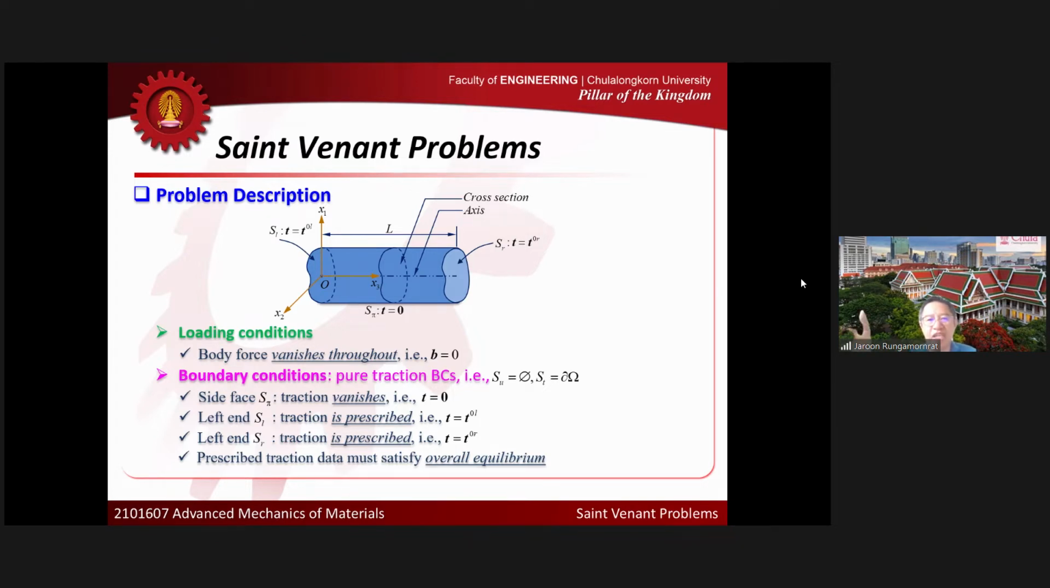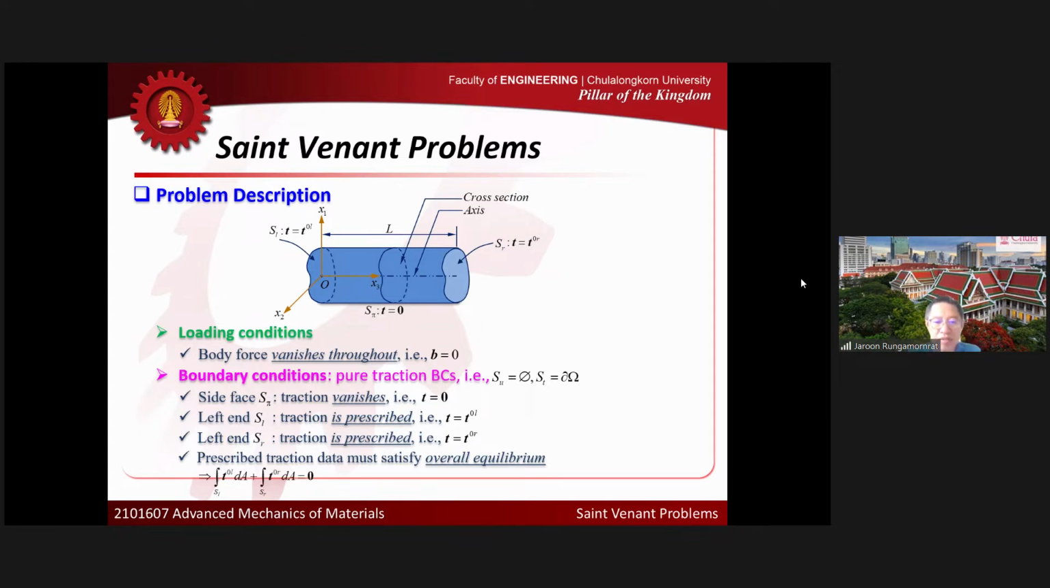Because we don't have any way to restrain the body, we don't have any way to provide the reactive force to the system, right? There is no point on the boundary where we know the displacement. In this particular case, there is no reactive force that can provide the unknown force to satisfy equilibrium. So we need to make sure that the traction provided at every point on the boundary must be in equilibrium, because the body force field is 0.